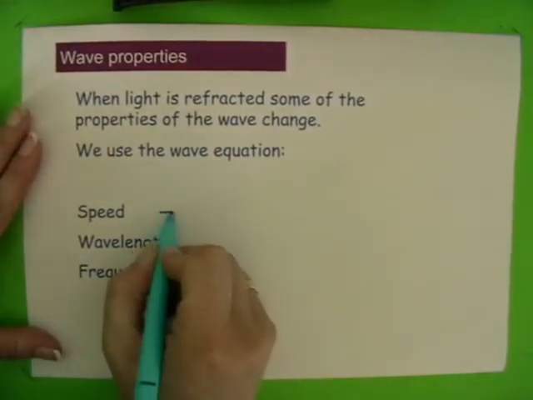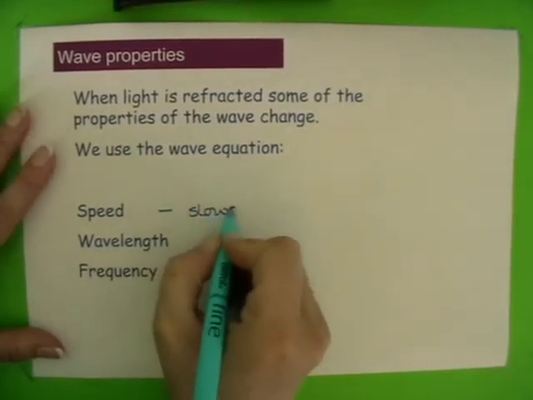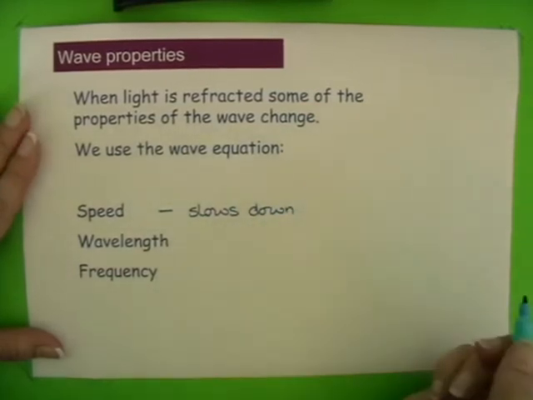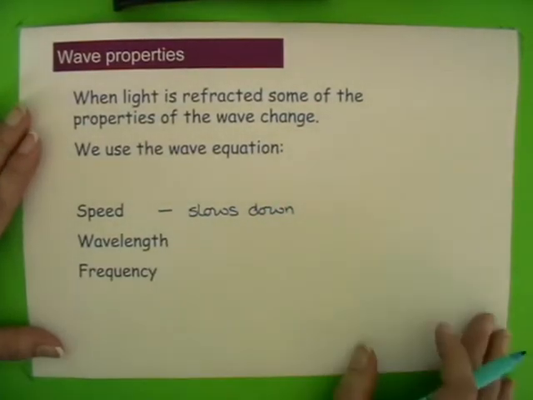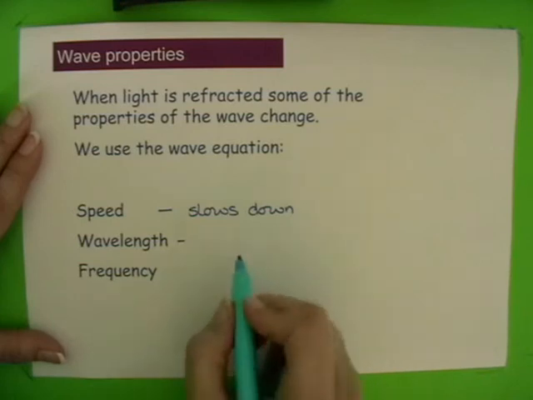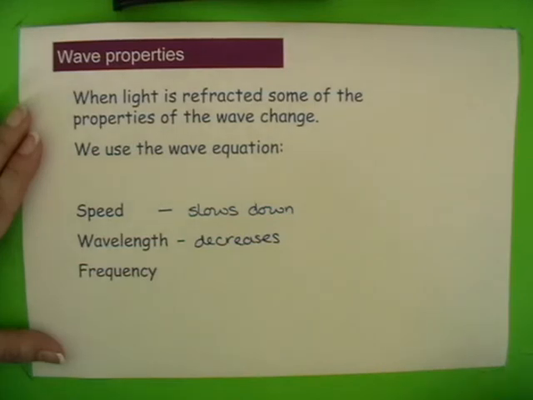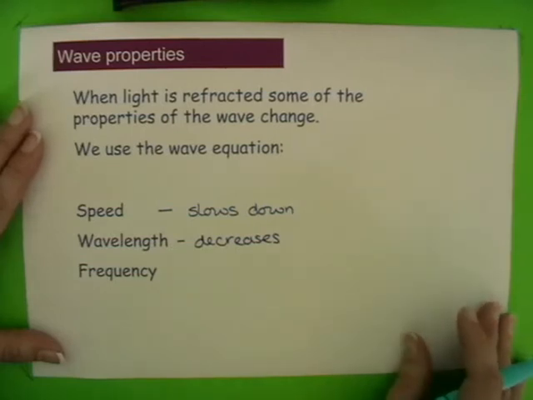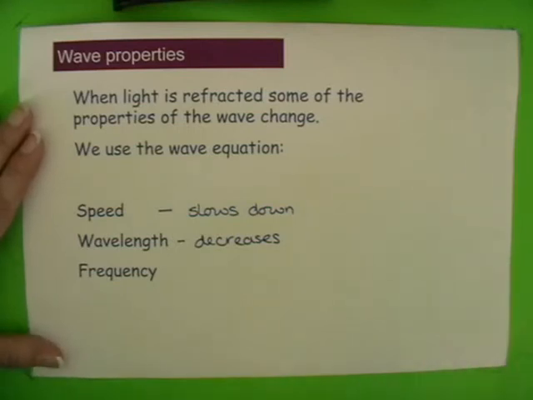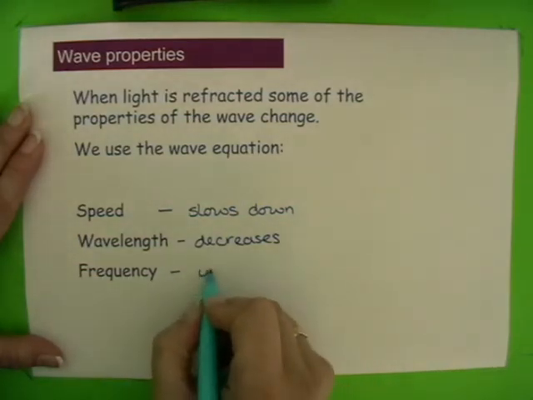As we enter the optically denser medium such as glass, perspex or water, the speed slows down because it's optically more dense, therefore it's more difficult to travel through, so the speed slows down. The wavelength also changes. As we showed in the previous diagram, the wavelength decreases as the wave fronts are closer together. The frequency then. The frequency of the light is determined by the source, and because the source hasn't changed, the light is still travelling from the source even though it passes through a glass block and back out again. The source hasn't changed, so the frequency is unchanged.